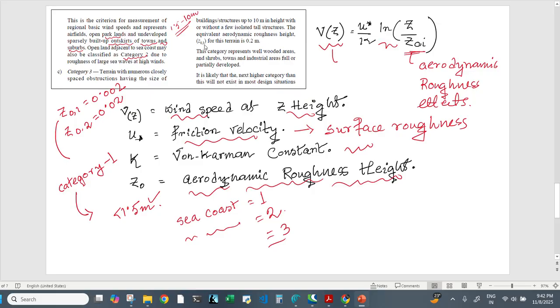Category 3 is the terrain with numerous closely spaced obstructions such as urban areas up to 10 meter height with zero or few isolated tall structures. The equivalent aerodynamic roughness is 0.2. This category represents well wooded areas, shrubs, towns and industrial areas full of partially developed. It is likely that the next higher category than this will not exist in most design situations. That means category 3 is the highest.